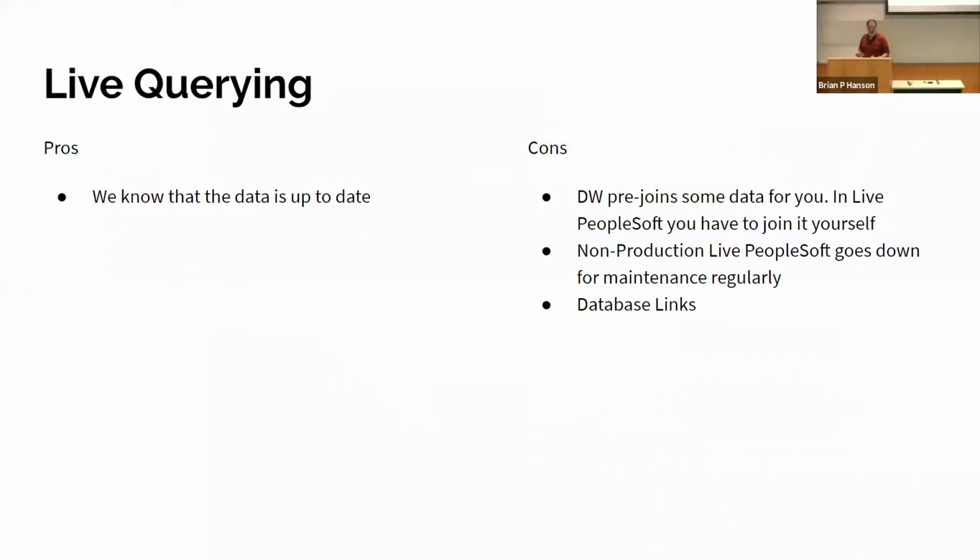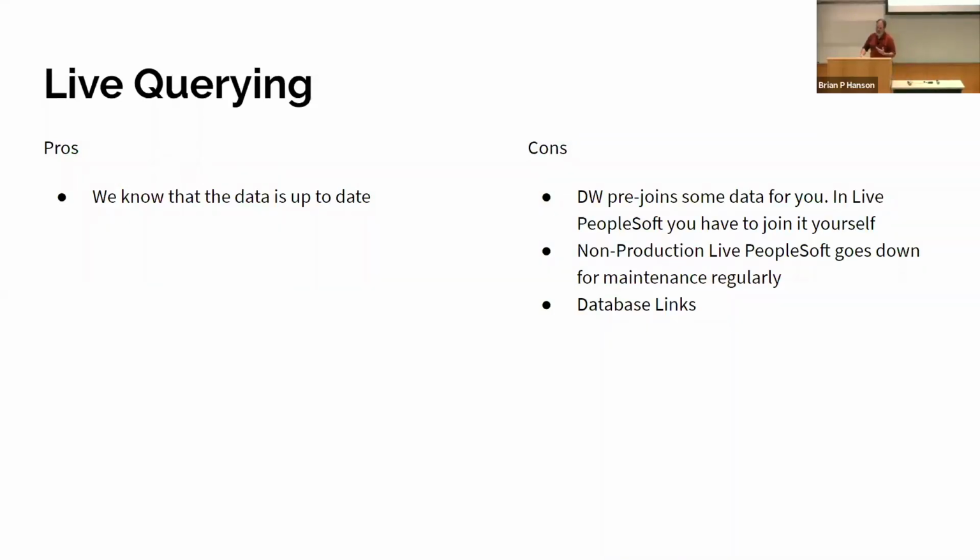There's some cons of dealing with live PeopleSoft directly. The data warehouse pre-joins a bunch of tables for you. So if you want to deal with class data in live PeopleSoft, that ERD I think prints out to something like this. And in data warehouse, it's just a table. Cool. Yay. I don't have to do all those joins.